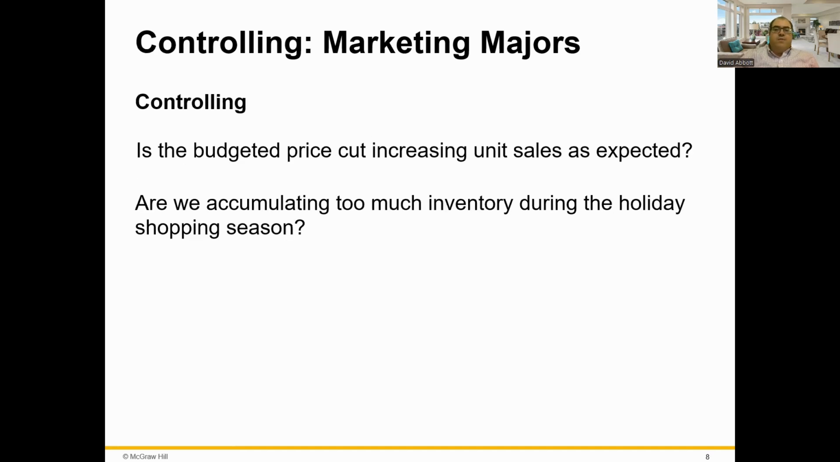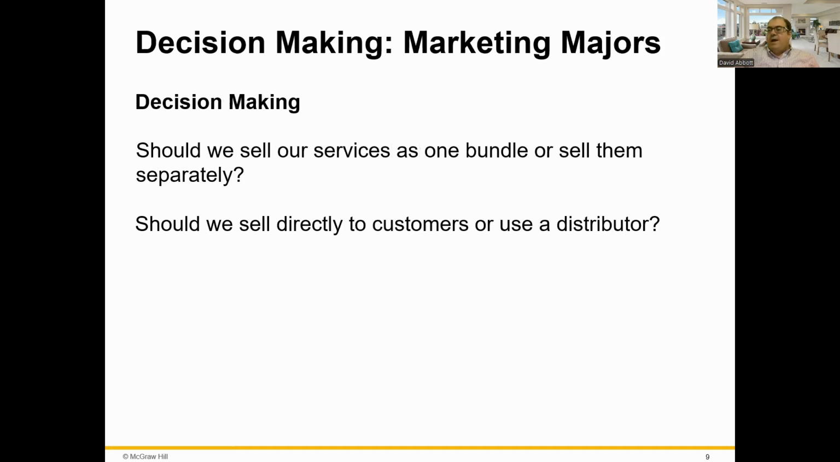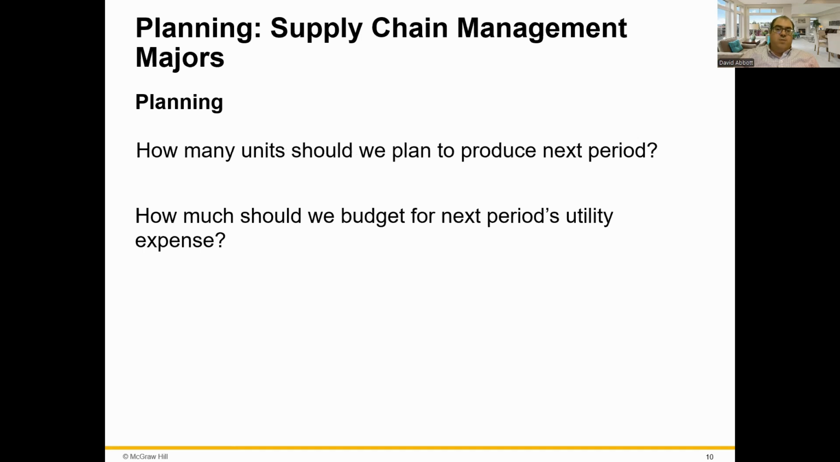The types of controlling questions that a marketing major might ask might be, is the budgeted price cut increasing unit sales as expected? Are we accumulating too much inventory during the holiday shopping season? This would be controlling type things that we might want to know. Decision making: should we sell our services as one bundle or sell them separately? Or should we sell directly to consumers or go through a distributor?